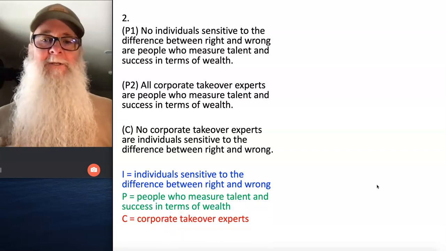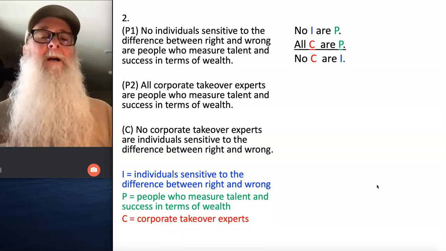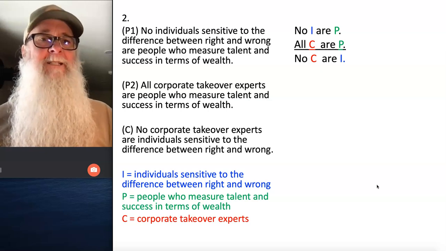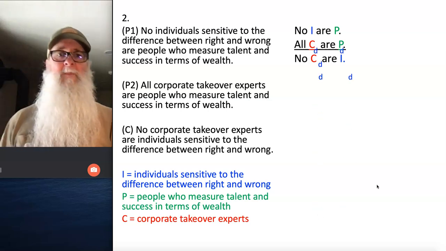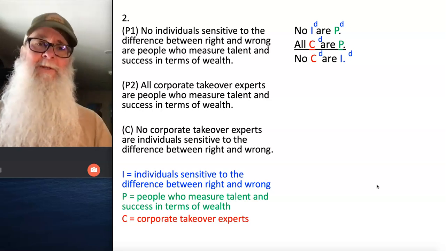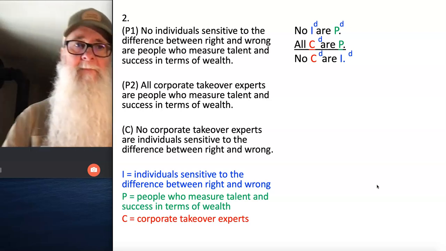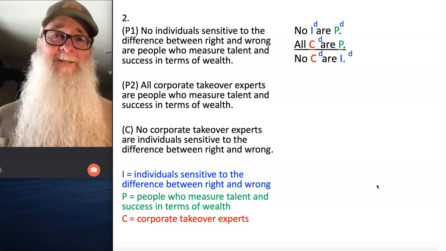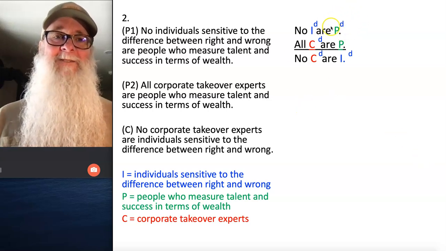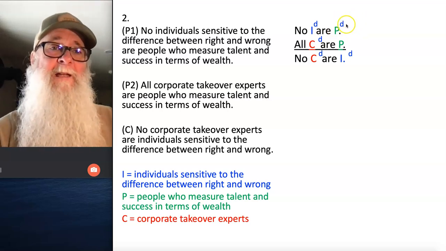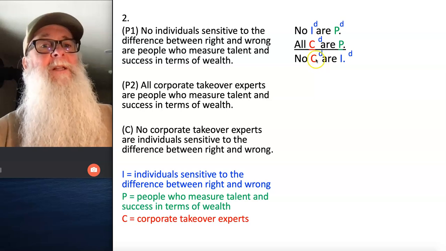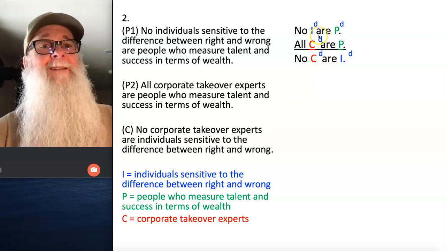For number 2, I chose the terms I, P, and C, rendering an argument with this form, EAE, figure 2. Then we can mark all of our distributed terms, and we've got a mess of them here. Rule number 1 says your middle term has to be distributed at least once, and P is our middle term, and it's distributed right here in the first premise. Rule number 2 says if you've got anything distributed in the conclusion, and we do, they better also be distributed in the premises, and they are.